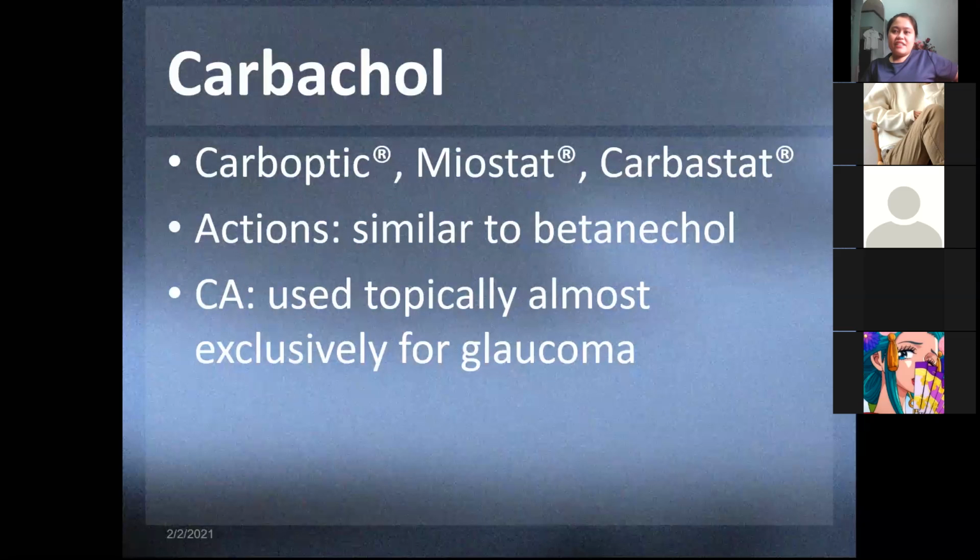And then the next drug is called carbachol. It's easy to remember that they are patterned after acetylcholine because of their names, betanechol, carbachol. Their brand names are Carb Optic, Myostat, and Carbastat. Its action is similar to that of betanechol, of course, still dumbbells, but its condition is that it is no longer used for ileus and urinary retention. Carbachol is most likely exclusively used for glaucoma. So carbachol is produced with a topical dosage form, so it is placed on the eye.